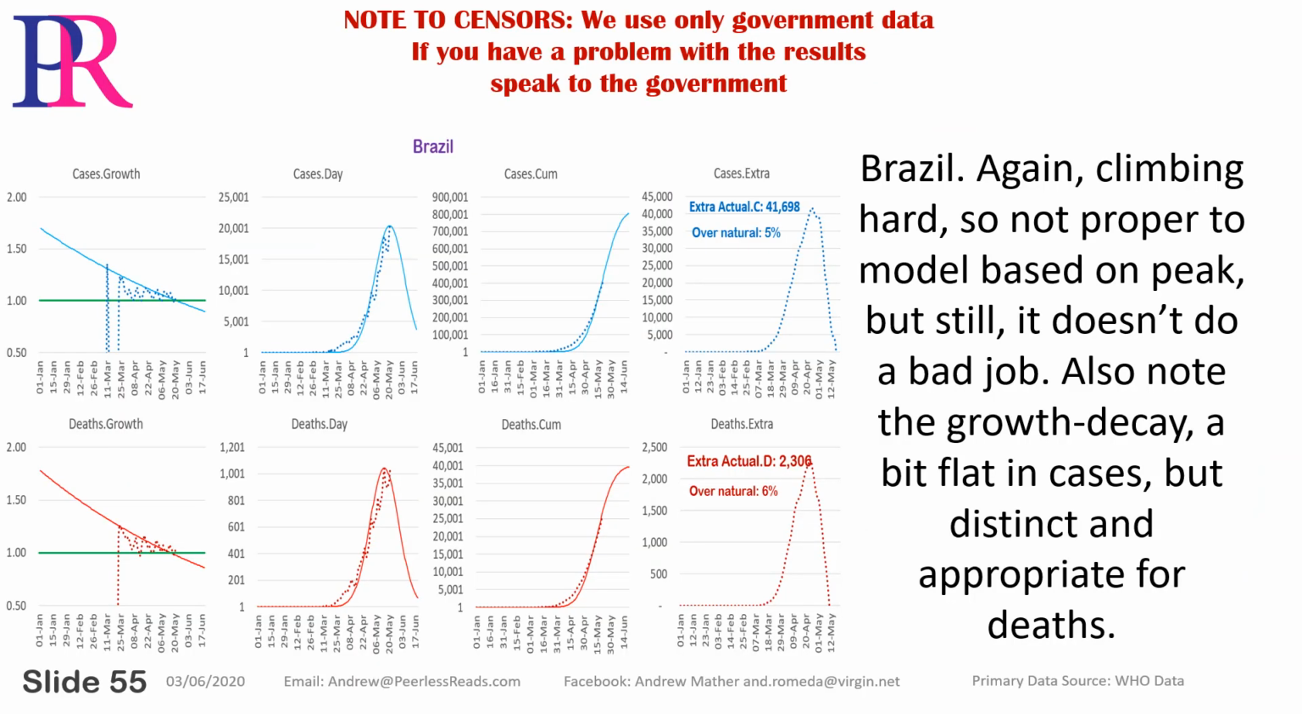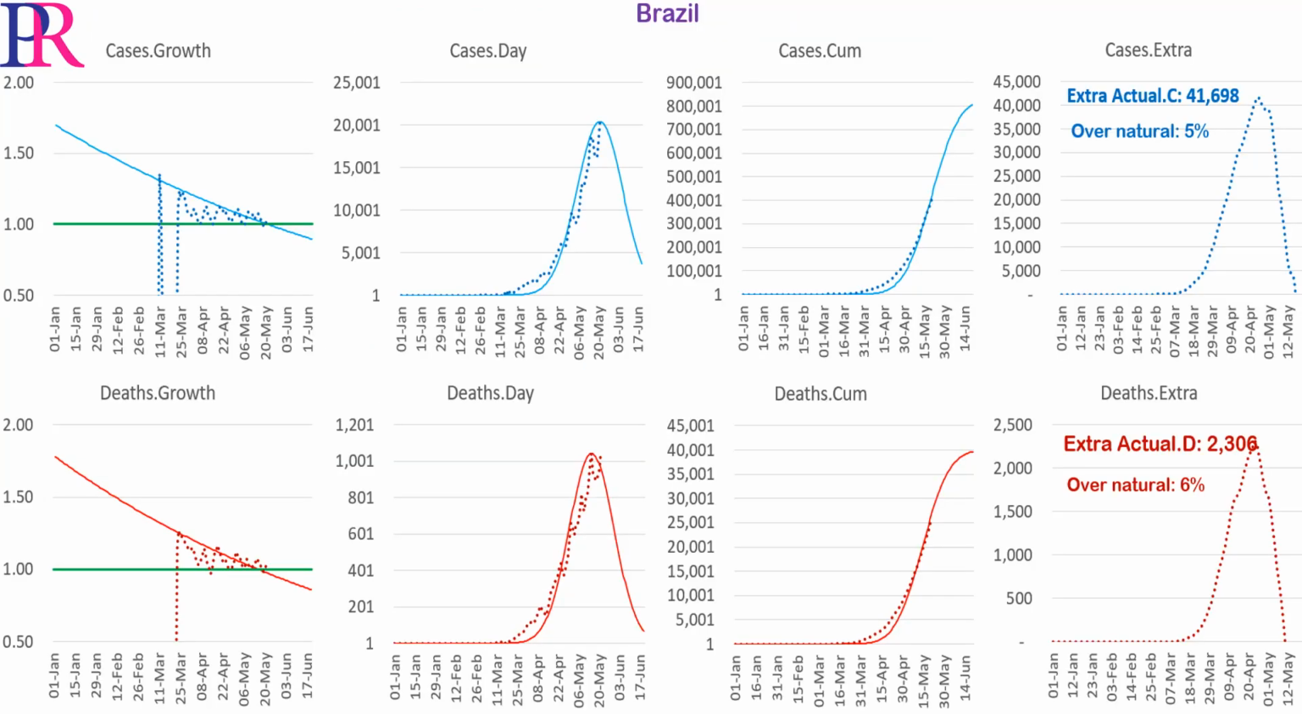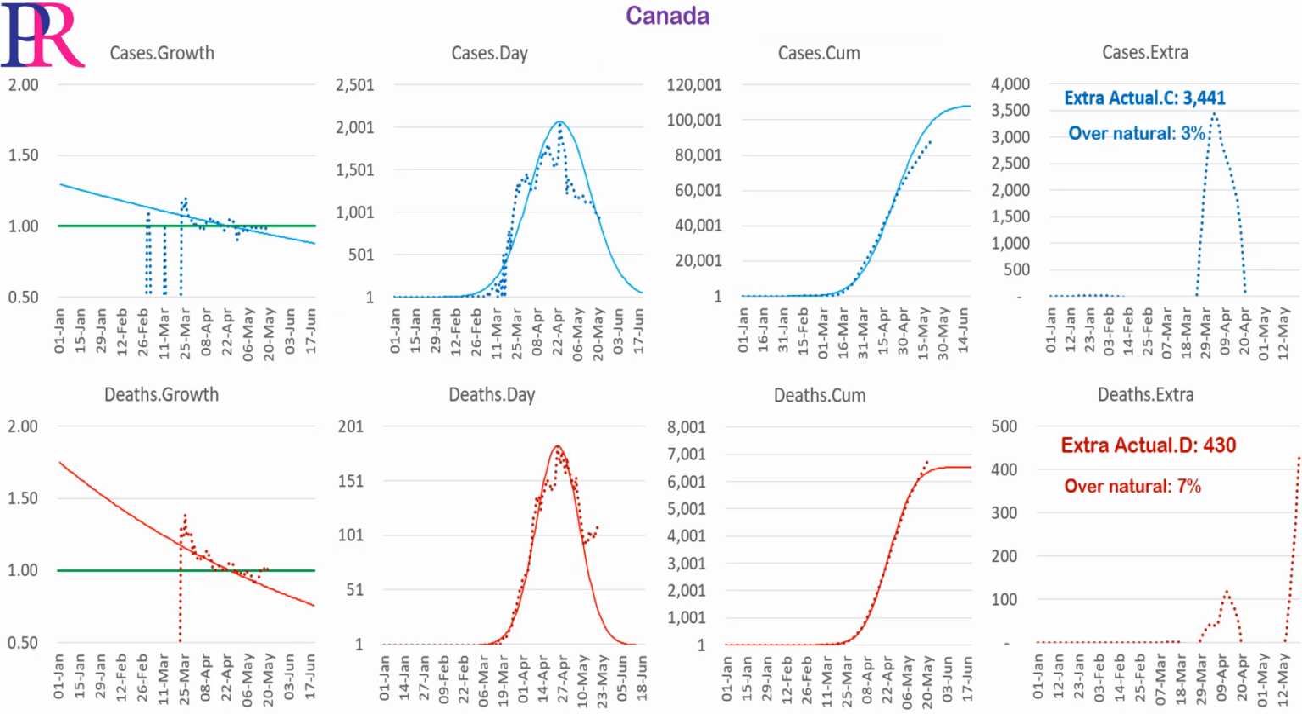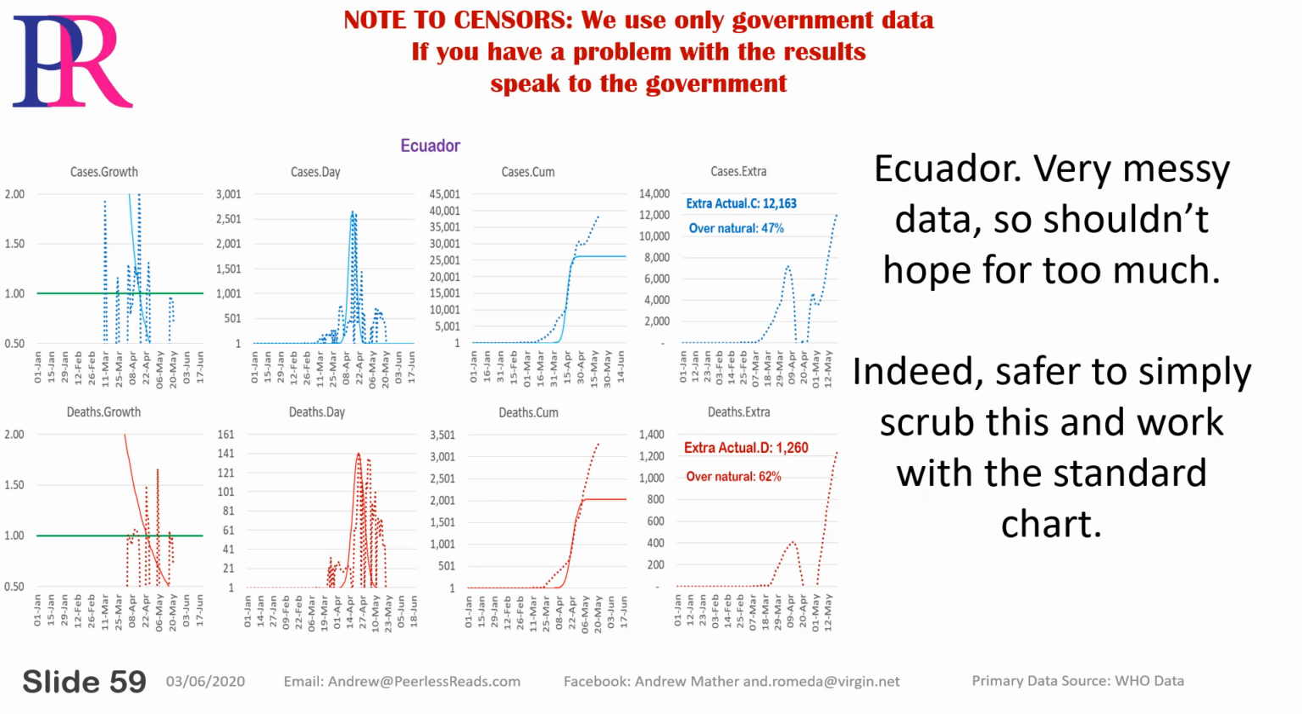Brazil, again climbing hard, so not proper to model based on peak, but still it doesn't do a bad job. Also note the growth decay, a bit flat in cases, but distinct and appropriate for deaths. Canada, a bit like Sweden, that spike at the top gets Canada off the hook I suspect, though its deaths look quite good. Keep an eye on those growth decay lines. Ecuador, very messy data, so shouldn't hope for too much, indeed safer to simply scrub this and work with a standard chart.